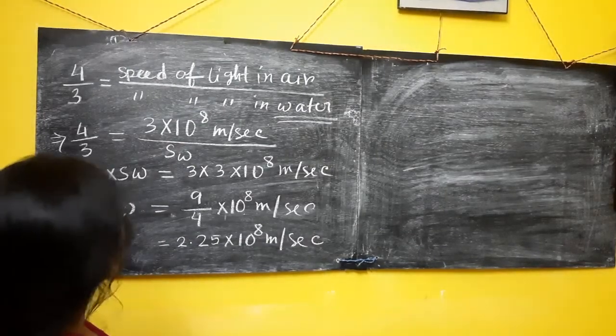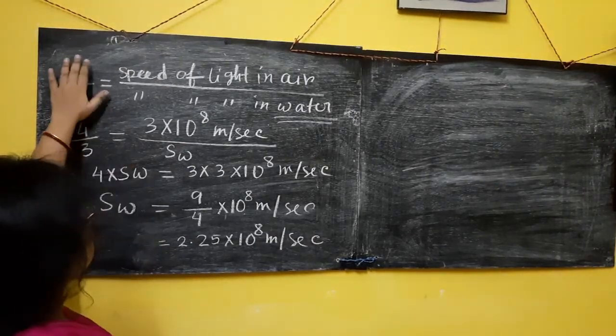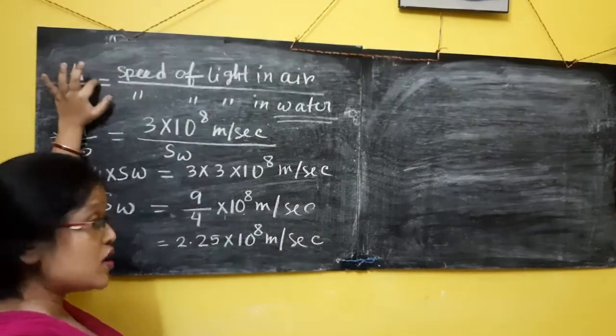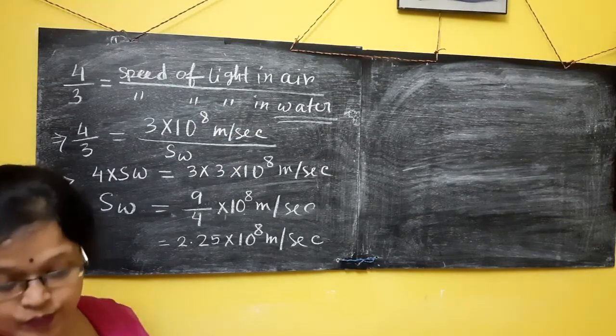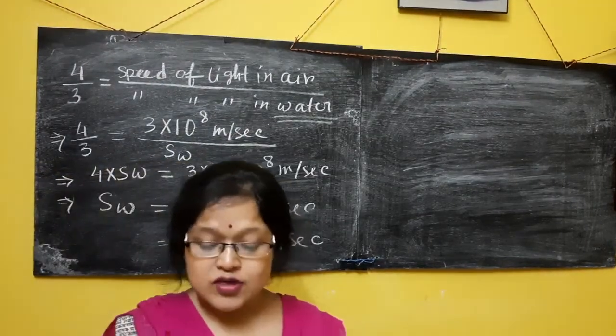The formula I have used here is: refractive index of a medium is equal to the speed of light in air divided by the speed of light in the medium. Now coming to the next question.